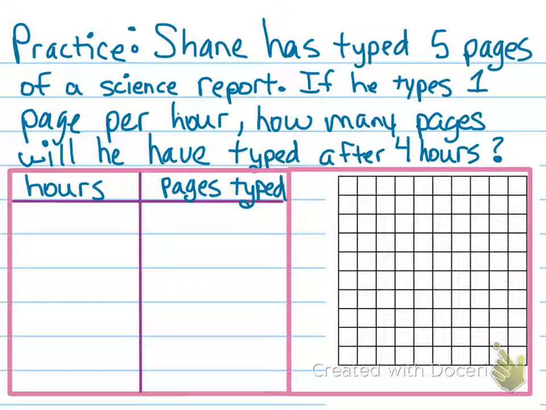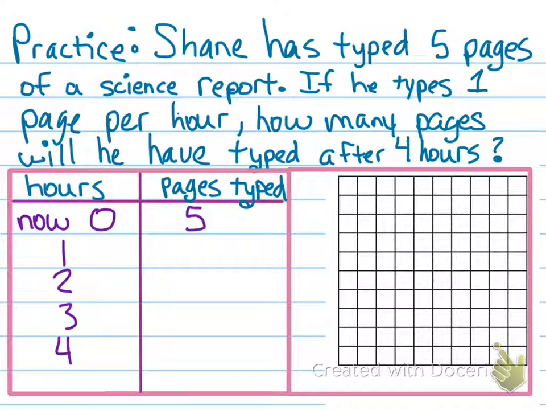All right, so first step is that we need to complete our input-output table, which again is basically just a T-chart. So I've already put hours and pages typed. So we know that right now, we're going to put 0 hours have passed. So at 0 hours, he already has 5 pages. So how many will he have after 1, 2, 3, and 4 hours?